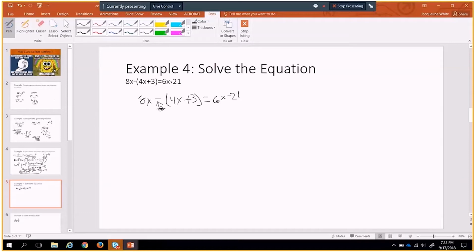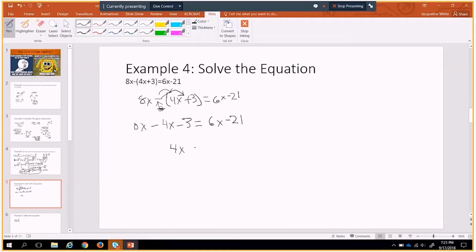So if we want to do good and get all our answers right, let's figure this one out and see what's happening. So we have 8x minus (4x plus 3) is equal to 6x minus 21. So we have an 8x, and we want to distribute this negative inside, right? It's going to be 8x minus 4x, so that stays the same. But this minus and that 3, it's going to turn into negative 3, which is going to equal 6x minus 21. All right, now we can combine like terms.